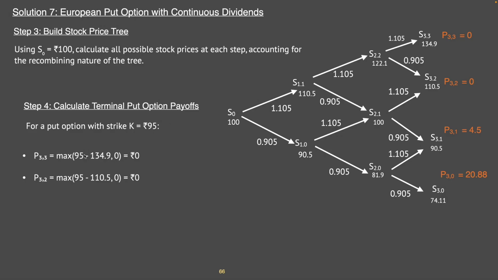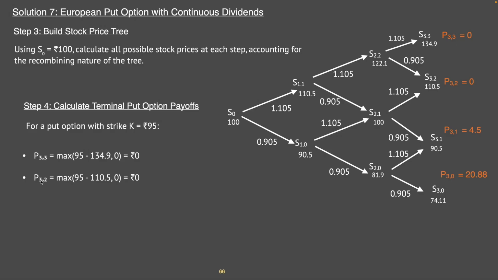So the maximum of these two is, since 95 minus 134 becomes negative, the value becomes 0. So the option is worthless if the stock price is 134.9, because the stock price is higher than the strike price. Similarly, at this point S32, the option value will be 0 because the stock price of 110.5 is higher than the strike price of 95.